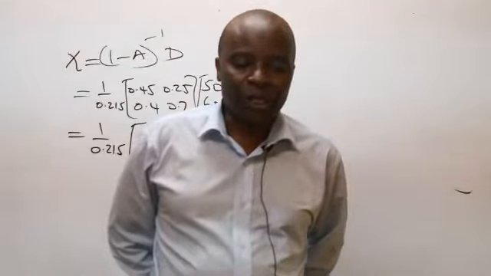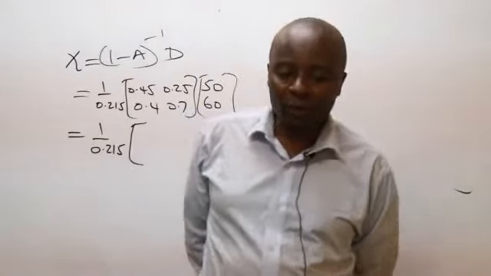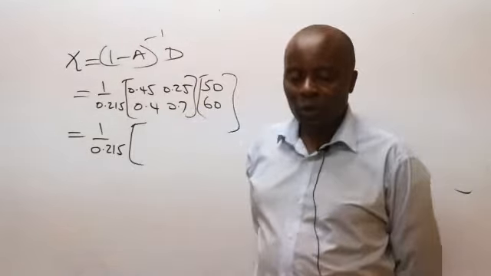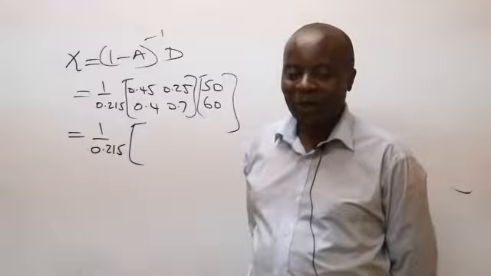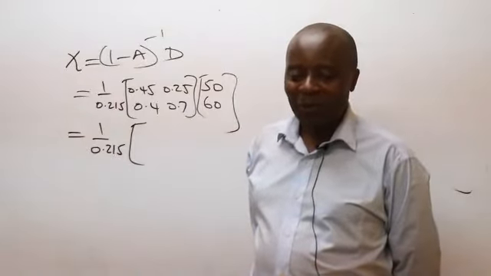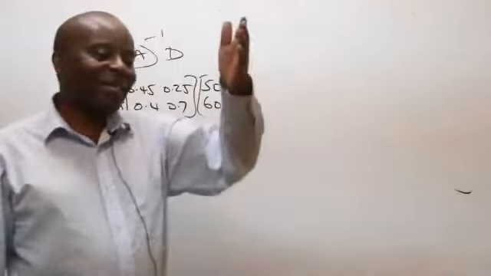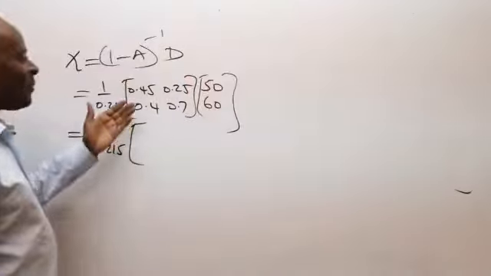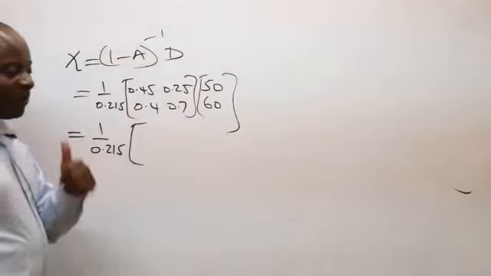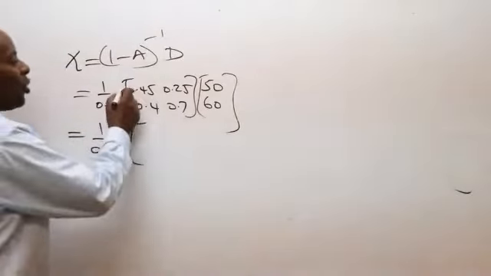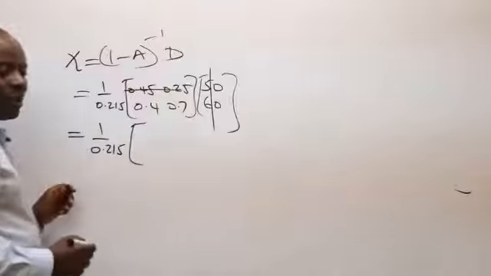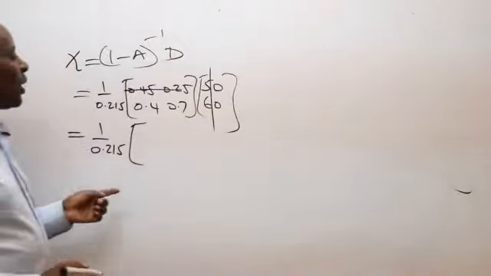Multiply two matrices, what comes to your mind? When somebody tells you to multiply two matrices, it is row times column, thank you very much. So this is the row here, and that is the column. Could you kindly go ahead and do the multiplication for us?